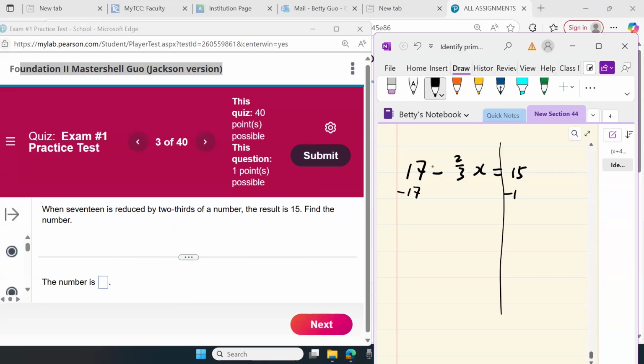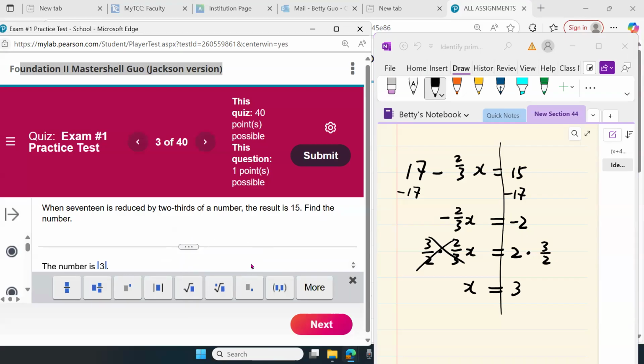Minus 17 from each side. We have a negative 2/3 x equals negative 2. 15 minus 17 is negative 2. Since both sides are negative, we can get rid of negative signs from both sides. Then we have 2/3 x equals 2. Since the coefficient of x is a fraction, we can multiply each side by the reciprocal of the coefficient. The reciprocal of 2/3 is 3/2. Cancel. We have x isolated. On the right, we have 3. Twice of 3 halves is 3. So x equals 3. Okay.